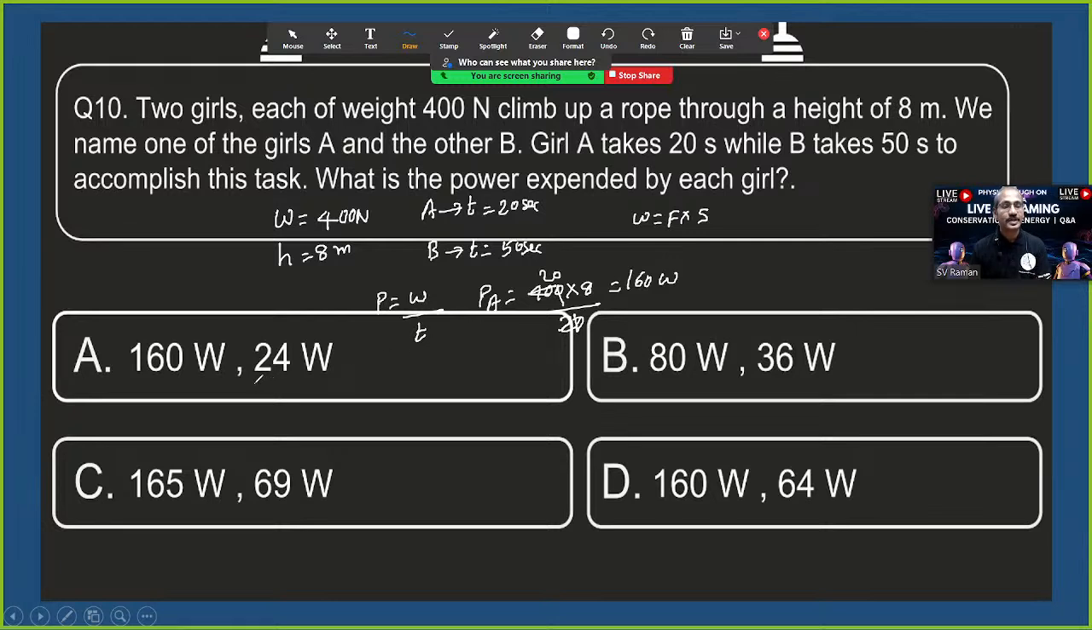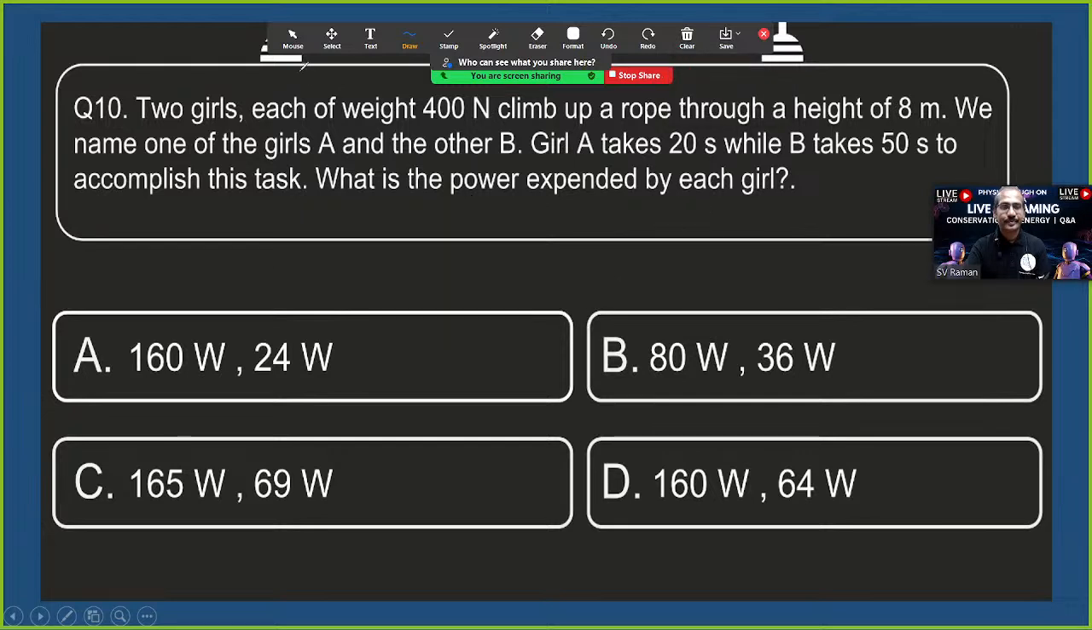Now there are two options, A and D, but we need to find out girl B's power. Again force into distance by the time she takes, 50 seconds, so 64 watts. 8 into 8, 64 watts. So this is the way we can find out the power. So the right option is D.